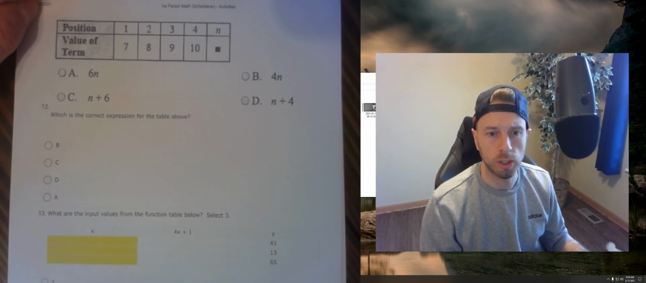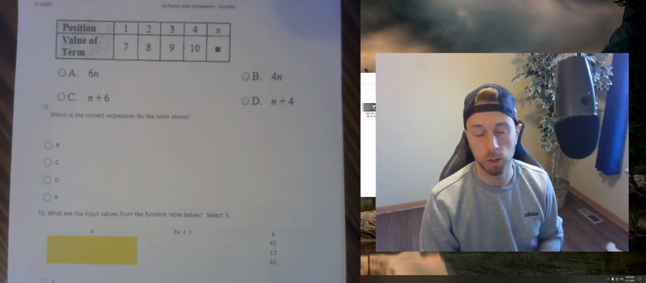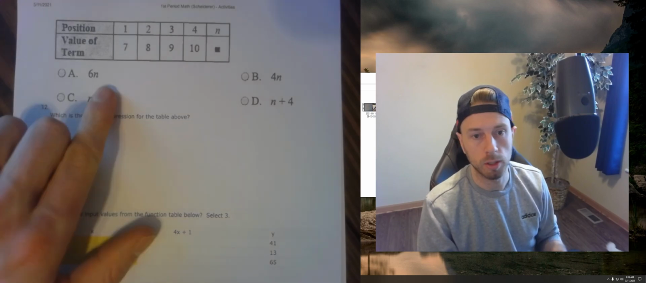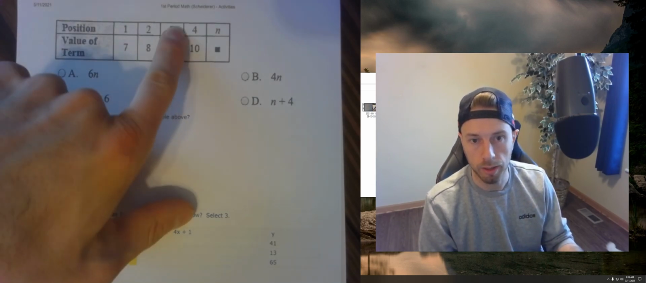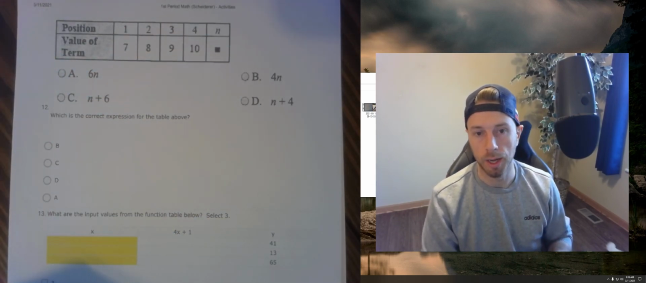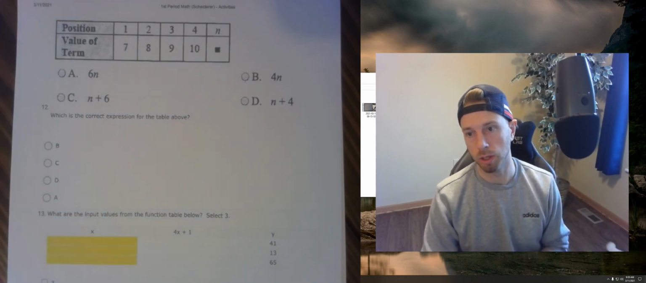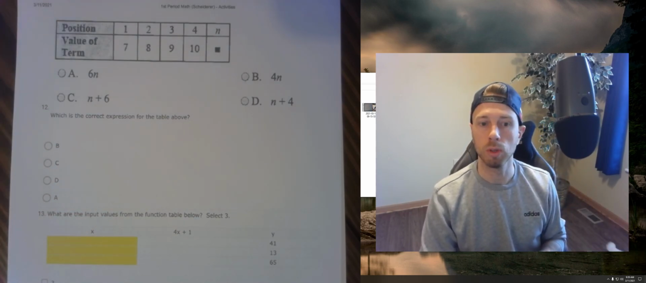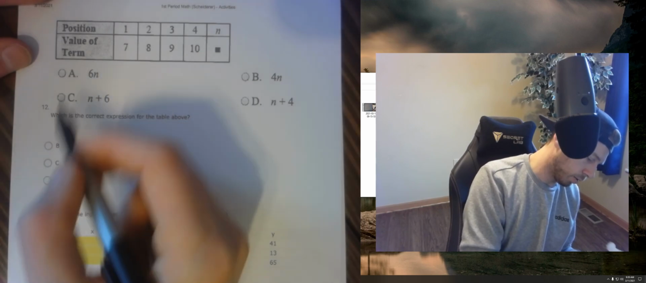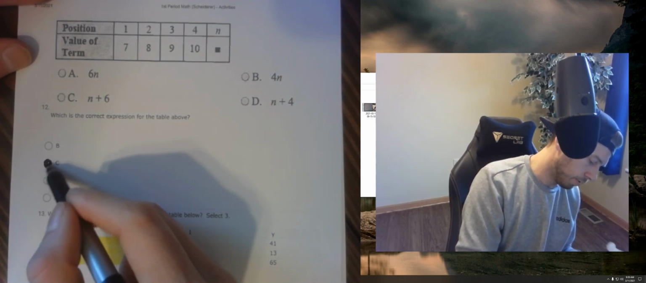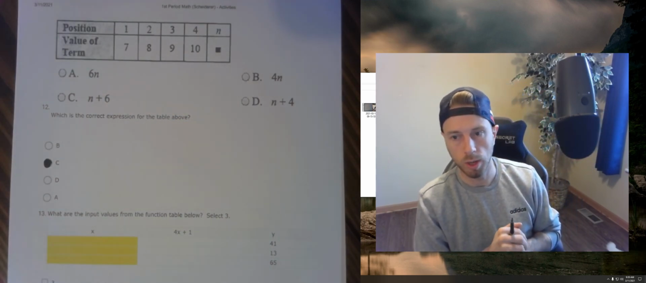Number 12, which is the correct expression for the table above? Again, we're just looking for the equation that represents this rule to get from 1 to 7, 2 to 8, 3 to 9, 4 to 10. In all of those, you are just adding 6 to the number above to get the one below. So the rule is to add 6. So the correct one will be C for this one, right? So just do n plus 6.